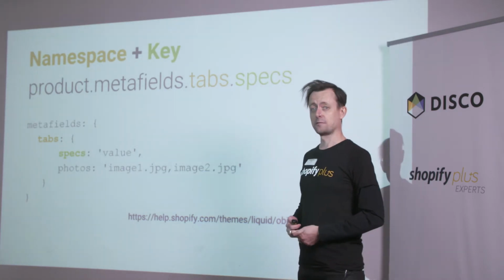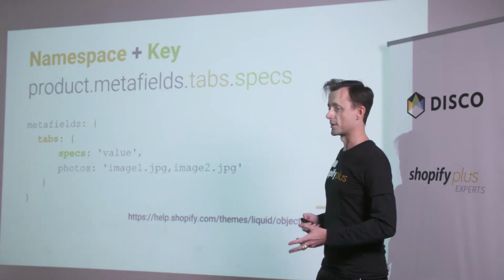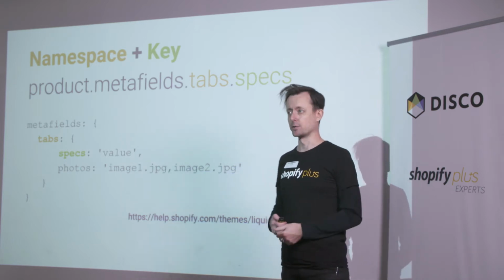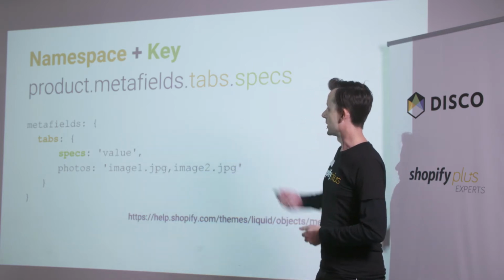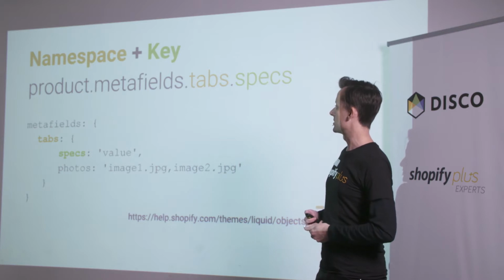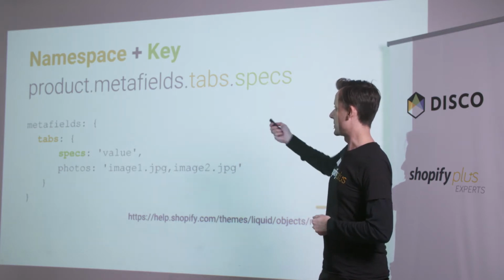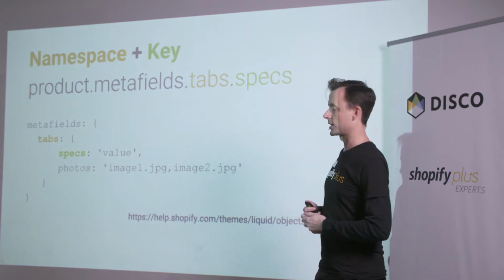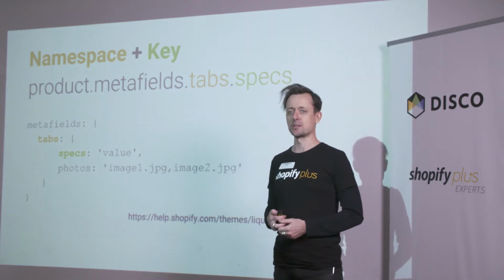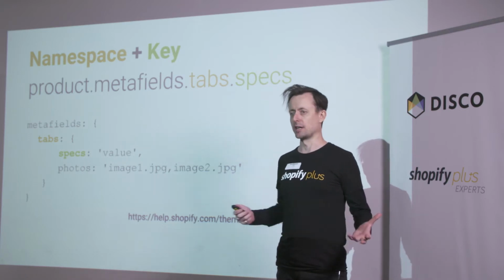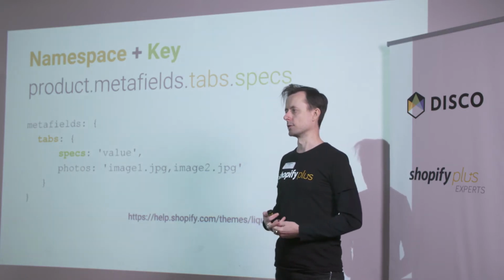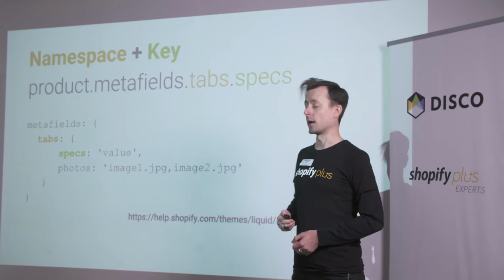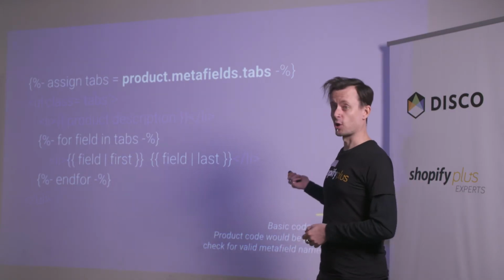A metafield itself is really built up of simple things. It has a namespace, a key, and obviously a value attached to it. If you like the look of what's there, it should be easy to understand. There's a product, it has metafields on it, has a namespace of tabs, it has a key of specs, and then whatever would be added into the specs metafield would be a string or a numerical value. You can then use that somehow to put it onto the storefront, and there's some code.